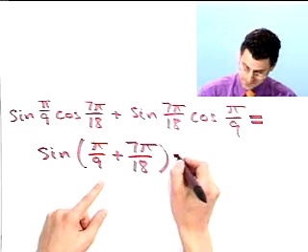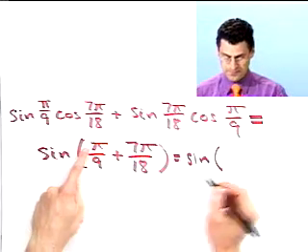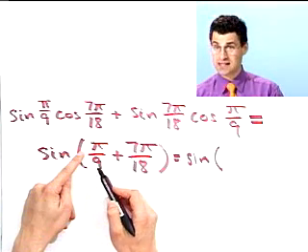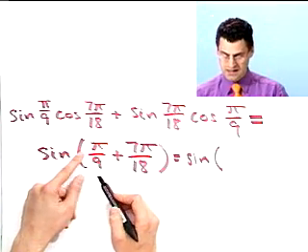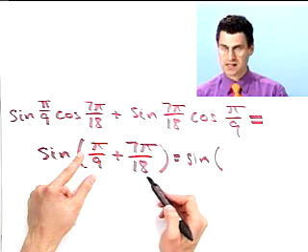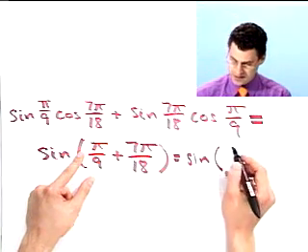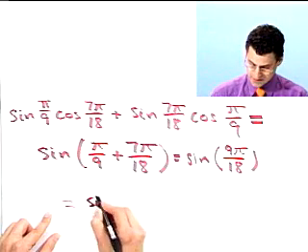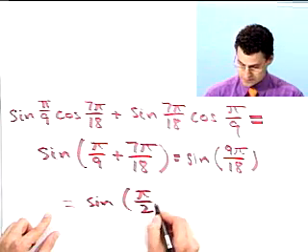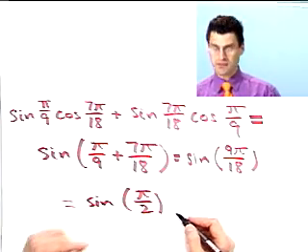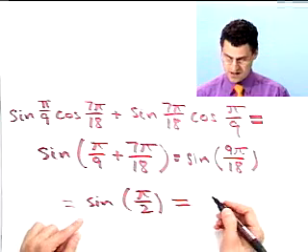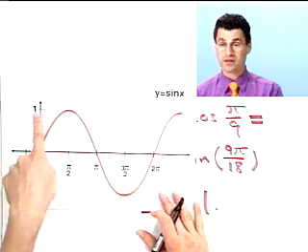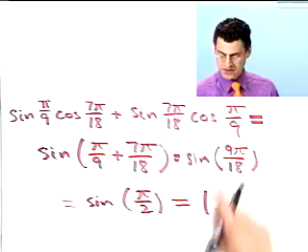Well, what is that sum? Pi over 9 is the same thing as 2 pi over 18, and 2 pi over 18 plus 7 pi over 18 is 9 pi over 18. But 9 pi over 18 is the same thing as pi over 2. And what's the sine of pi over 2? Well, that one we know. You could think of the graph or just know that sine of pi over 2 is 1. So this horrendous thing turns out just to be 1.